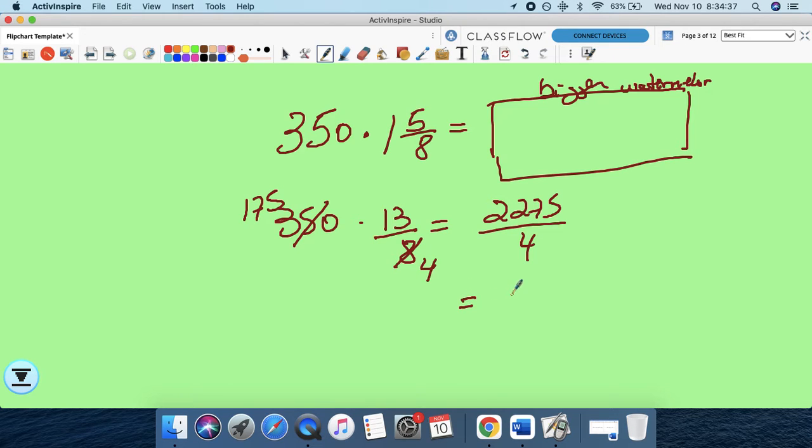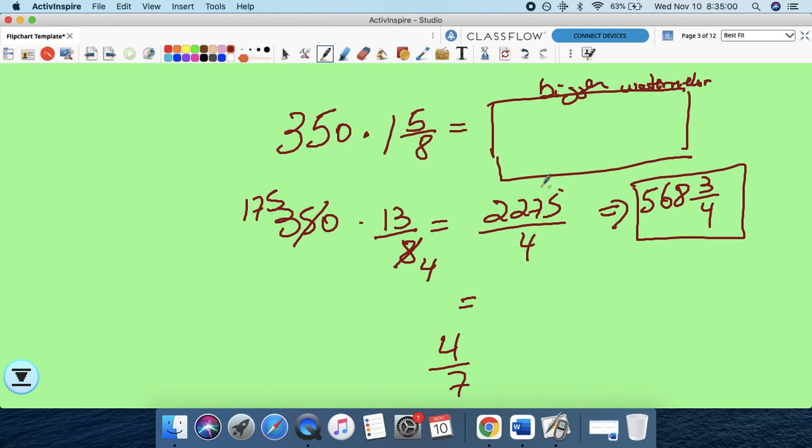Which is going to give us, as a guess, we can leave it like that for now. Or if you want to change that, you get 568 3/4 as a mixed number, but leave it as an improper fraction right now because we're going to take 4/7 of that, and it's easier to take 4/7 of that. So 4/7 of this new watermelon.